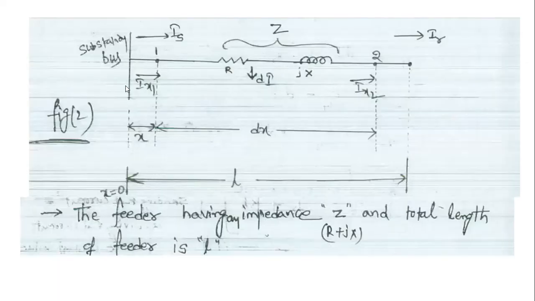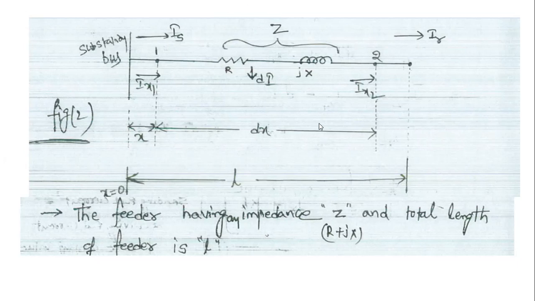This is the substation and this is the feeder line. In that feeder line we have the impedance, that is R plus jX. Taking points 1 and 2 in the feeder line, this is point 1 and this is point 2, and this is the R and this is the jX. The current flowing through this impedance is dI.